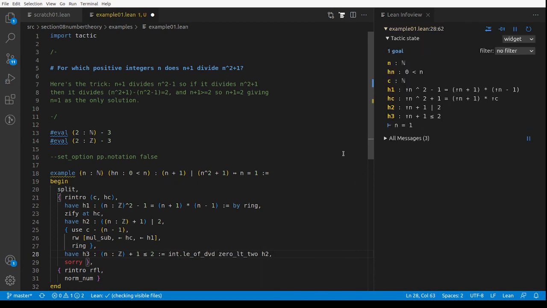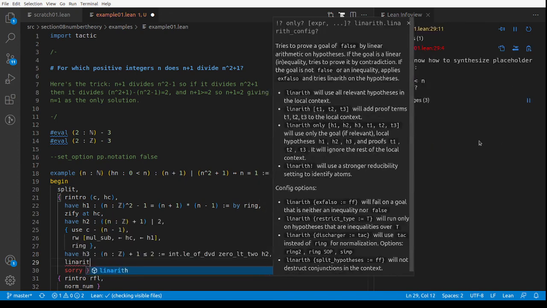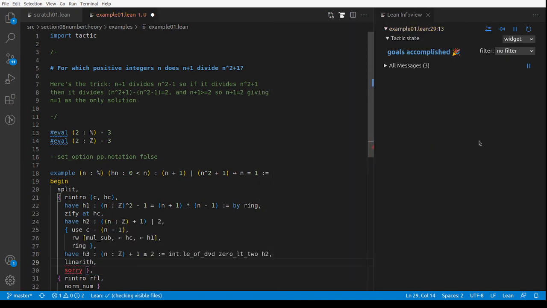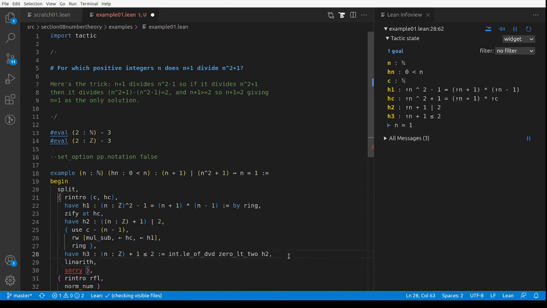Yes. So now what do we know? We know that n plus 1 is less than or equal to 2, and we know that n is bigger than 0. And I suspect Linarith won't do it. Linarith would have to be pretty smart to do this one. Oh, it does it. The reason I was pessimistic was that somehow we've got some integers and some naturals. This is the problem. Linarith would have to spot that the natural n plus 1 was less than or equal to 2. Maybe I should just show you how I was thinking that I would have to do this.